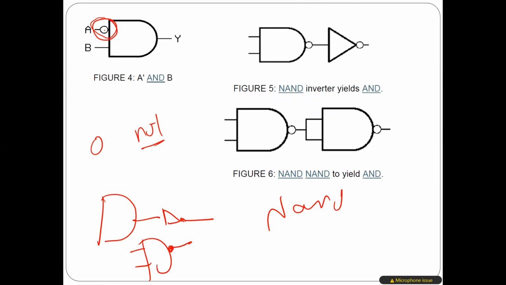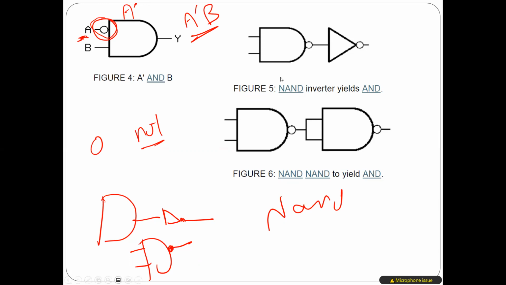Same thing, I can do it at the input. So if I do it here at the input, the input here is actually A prime, because we have A here, and this inverter will make it A prime. So the output here should be A prime and B. Okay, let's agree on this.